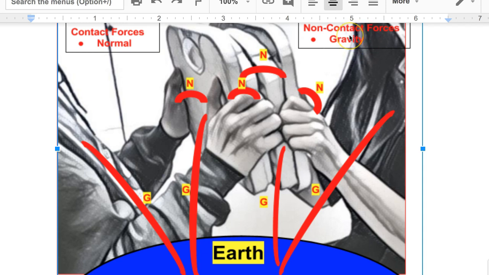Gravity is going to be the only non-contact force we really focus on in this unit. There are other non-contact forces like electric force or magnetic force, but gravity is going to be our main focus here. So the key being that the arc connects the two objects that are in the force pair. So the scale on the left pushes on the scale on the right with a normal force. That means the scale on the right pushes back on the scale on the left, so the opposite direction, but the same amount of force.